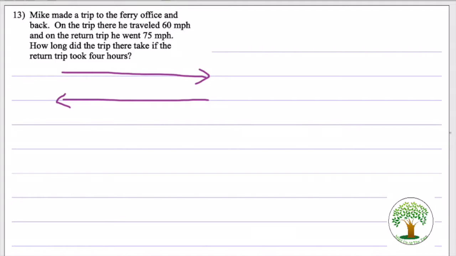We're going to do 60 miles an hour. I'm going to write 60 miles per hour. This is the way I fill it out, kind of like a little bit of a chart, but he went 60 miles an hour. And on the return trip, he did 75 miles an hour. So where do you think I'm going to write that one? Right underneath. Go ahead and write this down. I think it's going to be helpful for you.